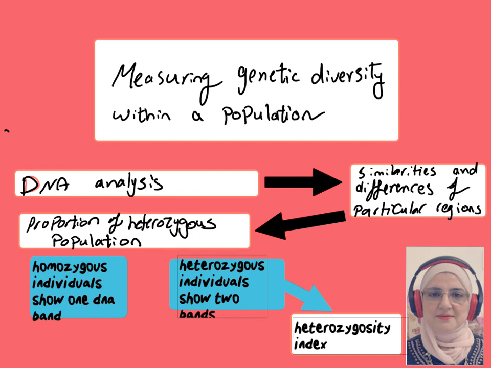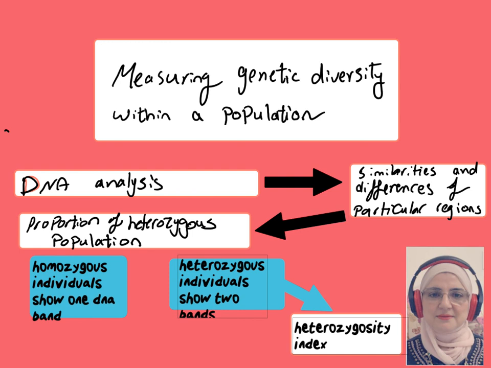But how to measure genetic diversity within a population? We said that we are going to analyze the DNA. Analyzing the DNA will give you a pattern of similarities and differences of particular regions on the chromosome that, if you remember, we call VNTR, variable number tandem repeats. Those patterns are going to show the degree of heterozygosity in the population.